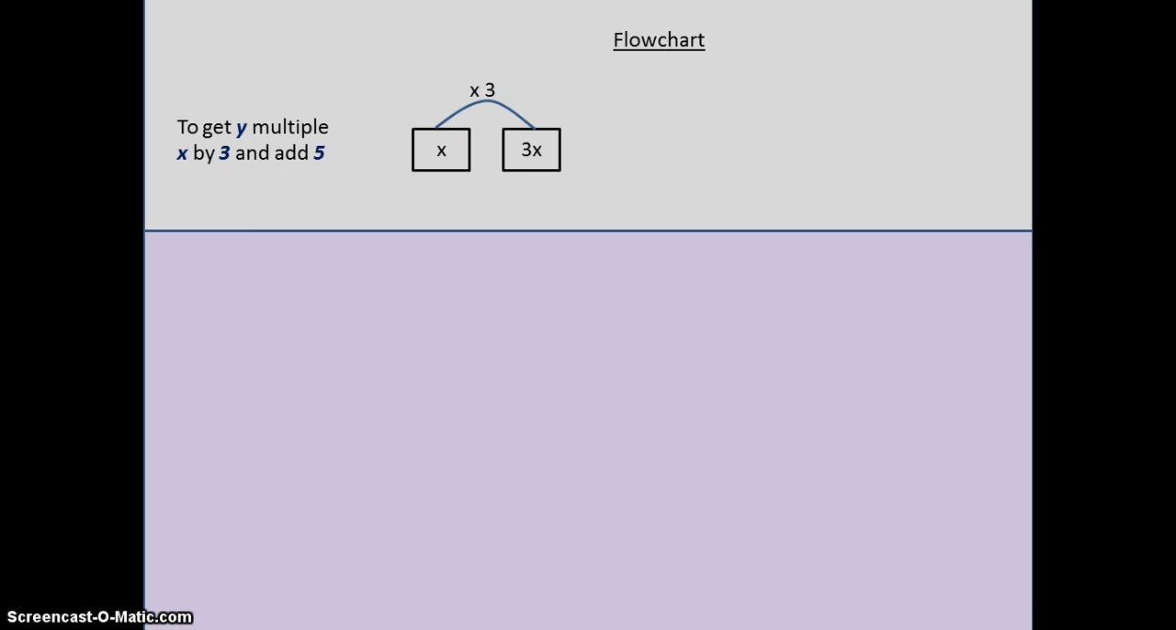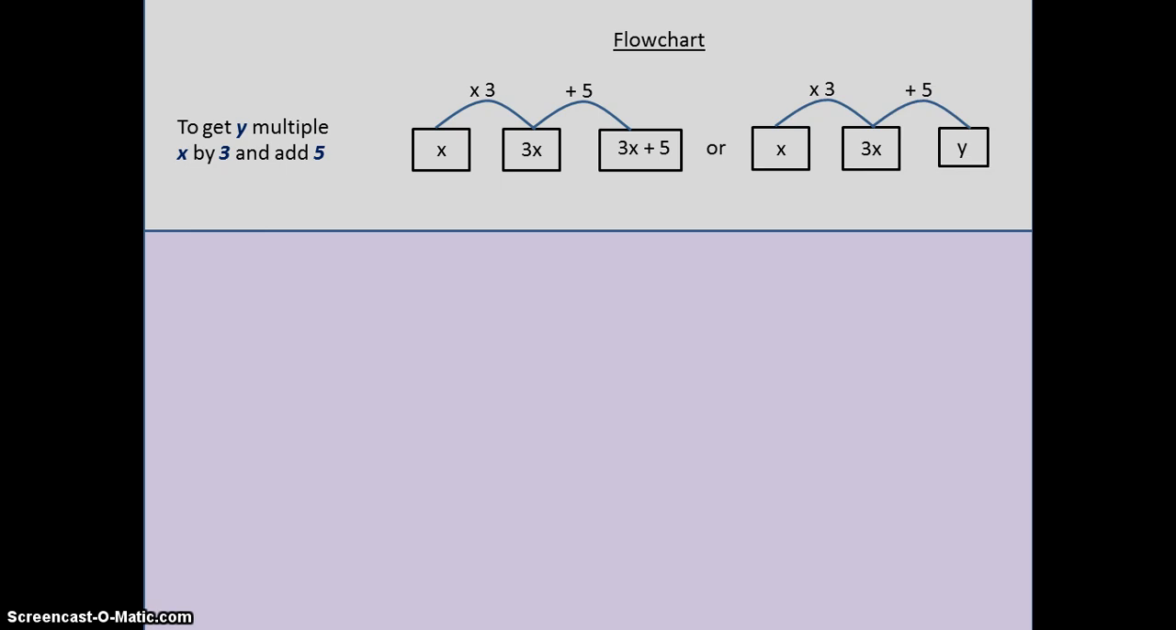a result of 3x. Remember, in mathematics we don't write the multiplication sign, so 3 and x written together means 3 times x. And now we add 5 and so that gives us our 3x plus 5. Or alternatively we could say x times 3 is 3x plus 5 and that equals y. And we would write that mathematically as before, y equals 3x plus 5.